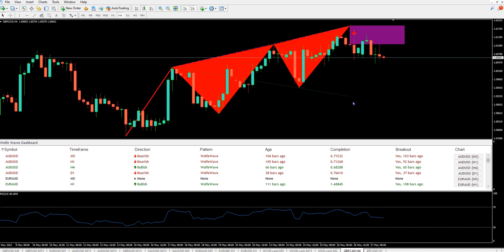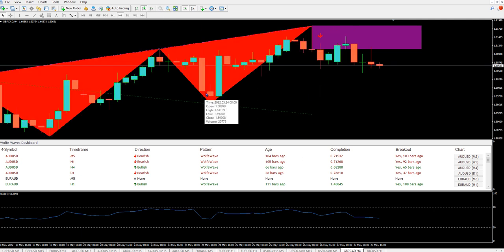So here we are on the GCAD chart again. We're now on the H4, and we've now got a bearish Wolfe Wave pattern showing up. And this one is in the process of playing out. Obviously, so far it looks good, but I've kept this RSI indicator on. So let's see if we can map out the same, if there's some divergence showing up again.